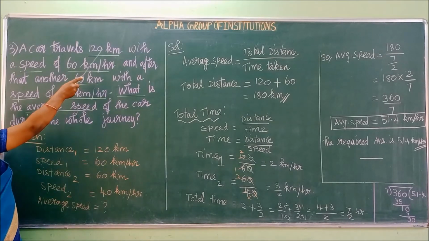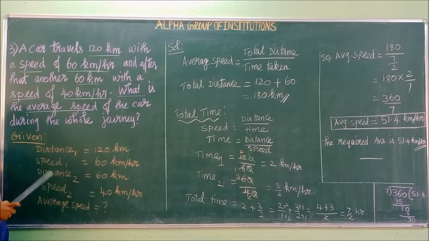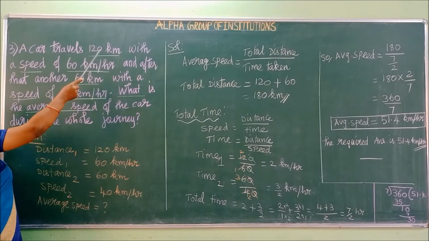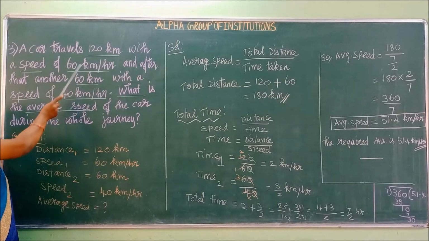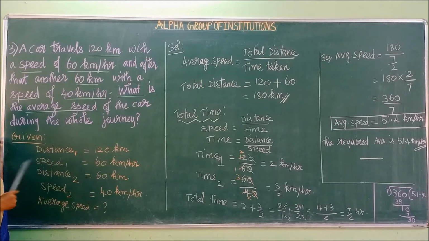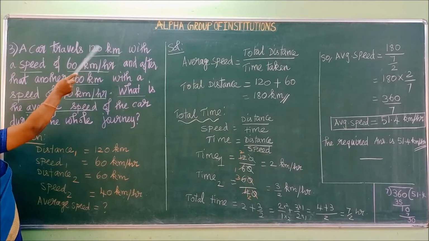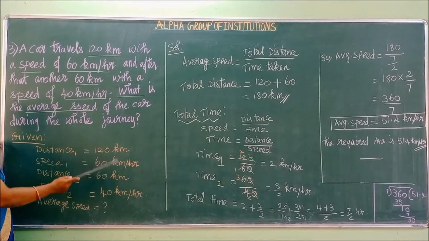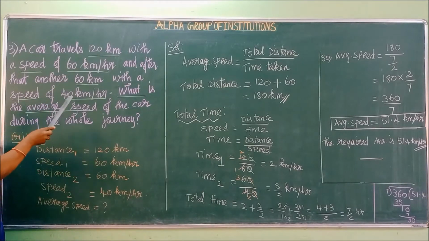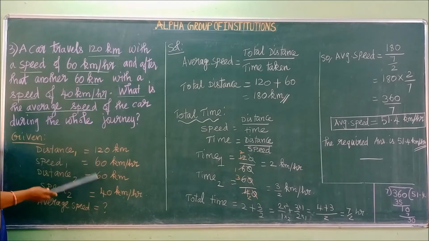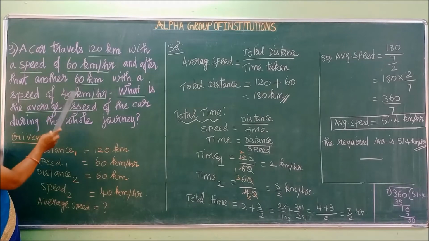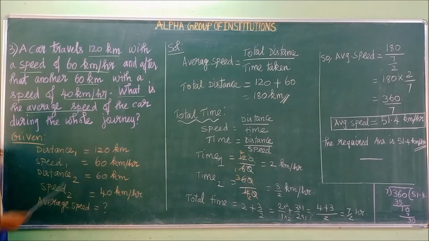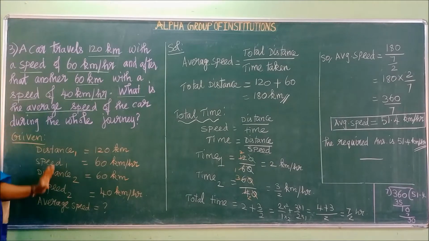As two distances are given, 120 km and 60 km, here we can write the values as distance 1 and distance 2. Right? So distance 1 is 120 km, and two speed values are given, so you can write speed 1 and speed 2. Distance 1 is 120 km with what speed? Speed 1 is 60 km per hour. Then distance 2, 60 km, is covered at the second speed, 40 km per hour. What is the average speed?